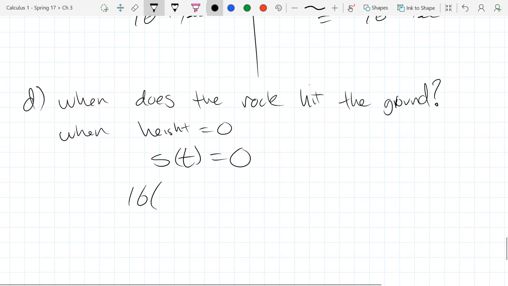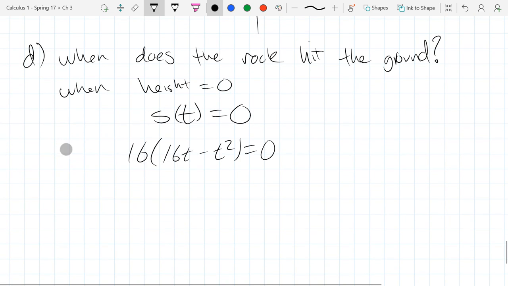And we already factored out the 16. All right, so solve this for t. And you should get 2 answers, because it's a second degree quadratic. Yep. That'll mess things up a little bit.